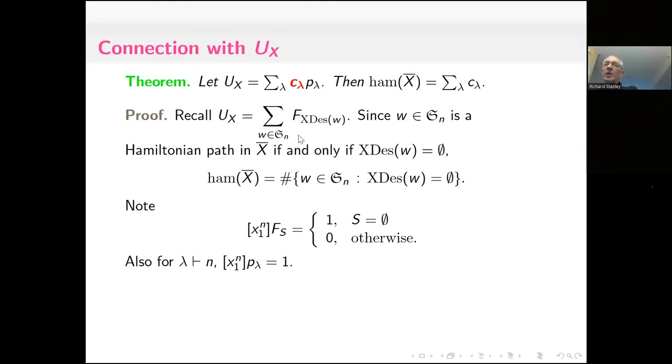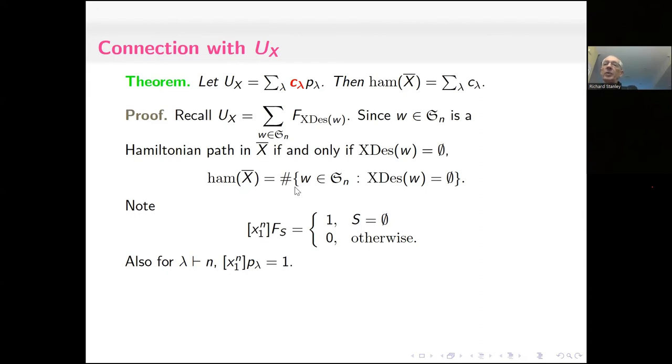So UX was the sum of F of the X descent set of W. Remember, W is a Hamiltonian path in the complement if and only if its X descent set is empty. So the number of Hamiltonian paths in the complement is the number of W in Sn whose X descent set is empty. We mentioned that on the previous slide.